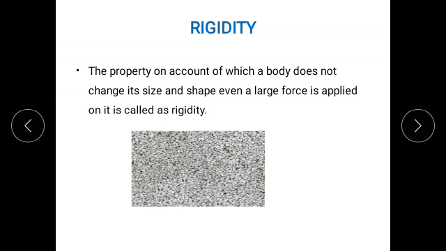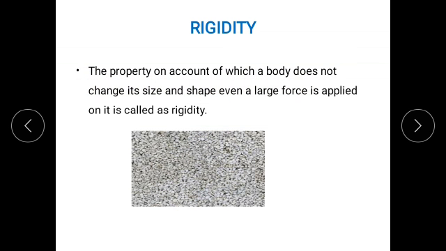For that, consider the example of small stone pieces. Here when we take a small piece of stone and compress it in our palm, it is observed that there is no change in its shape and size, and that property of a body is called rigidity. And the definition is: the property on account of which a body does not change its shape and size even when a large force is applied on it is called rigidity.